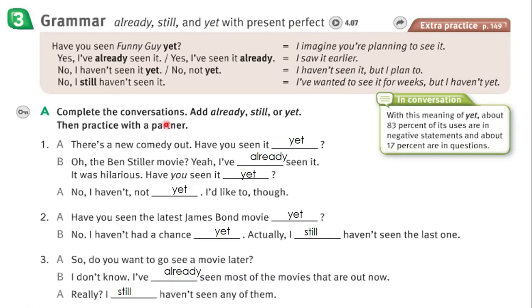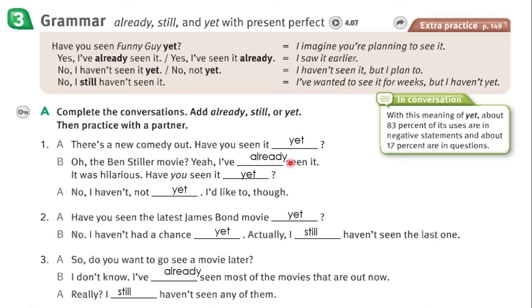Now look, already, still, and yet, and we added just. Okay, so look, in the last tutorial we already saw when to use them. Now we're going to practice. Okay, so it says, "There is a new comedy out. Have you seen it yet?" Yet at the end of a question. "Oh, the Ben Stiller movie. Yeah, I have already seen it."